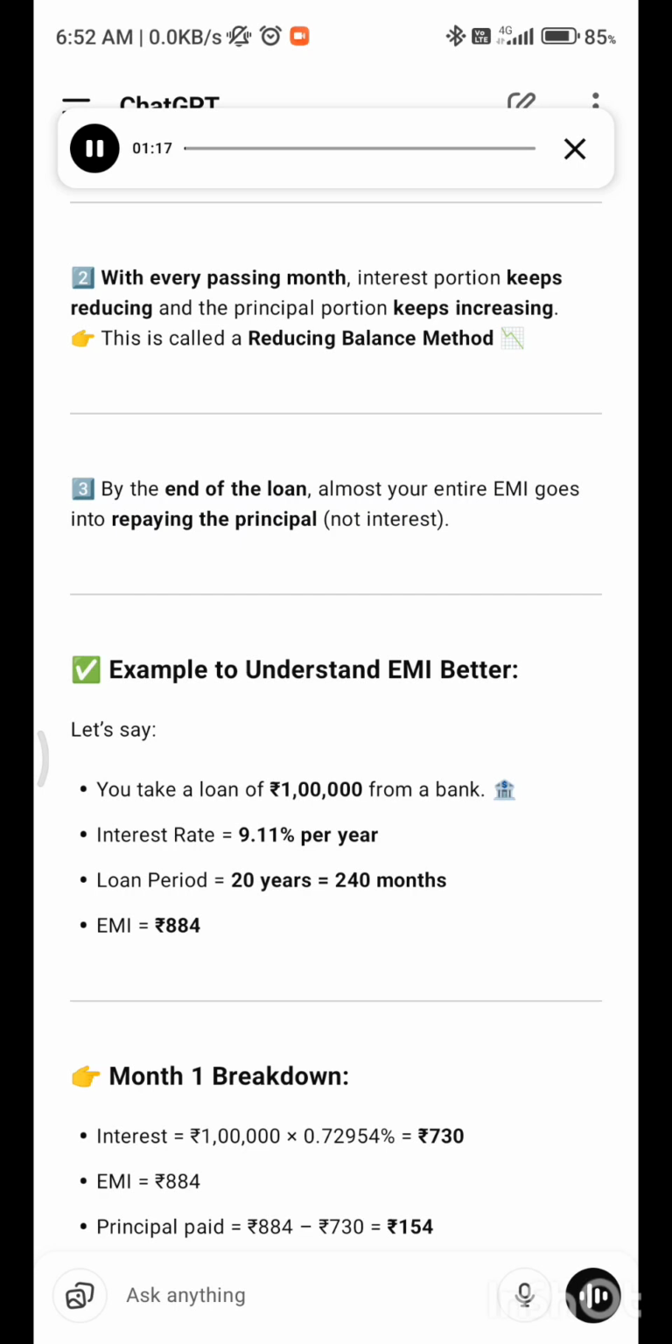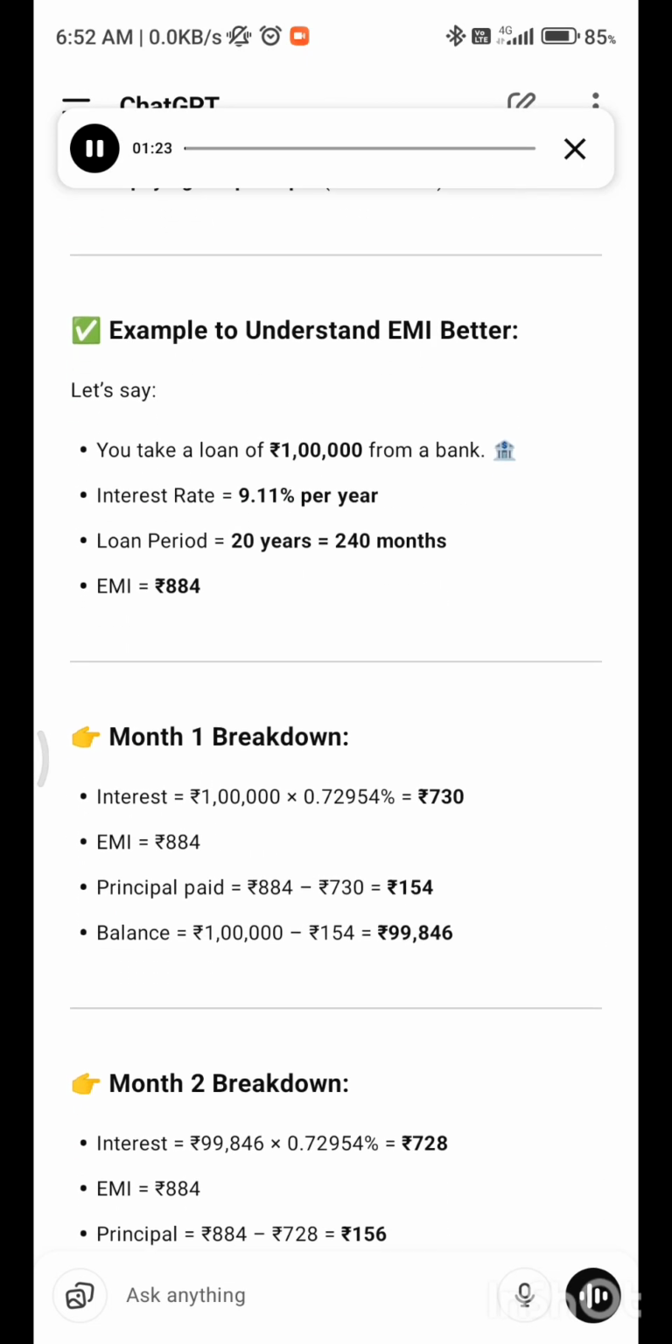Let's look at an example to understand EMI better. Let's say you take a loan of 100,000 from a bank. Interest rate equals 9.11% per year. Loan period equals 20 years, equals 240 months. EMI equals 884. Month 1 breakdown.